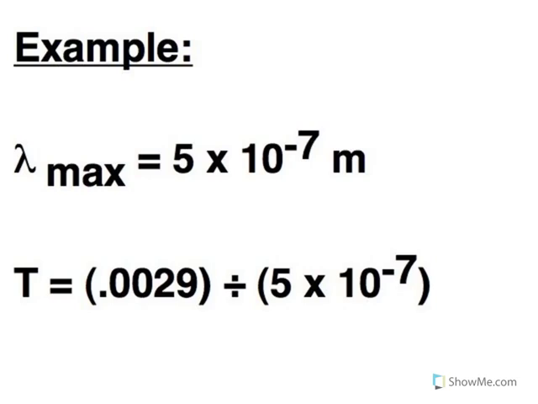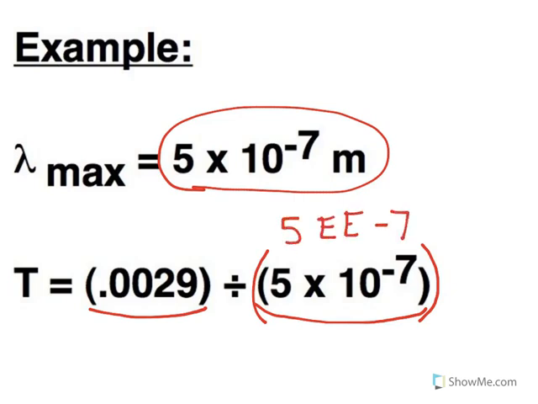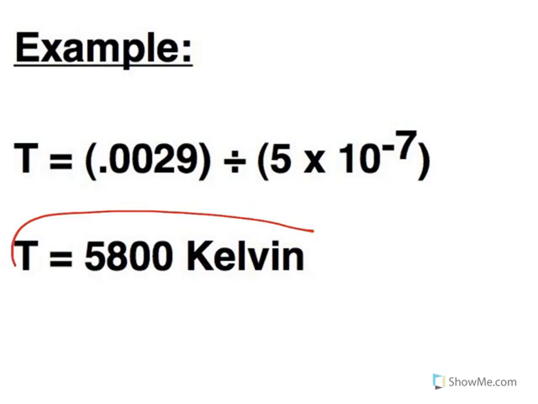So if we plug that into our equation, we're going to use that 5 times 10 to the negative 7th meters as our lambda max, and we just plug that into the equation. We always use the 0.0029. That constant doesn't change. And now we're going to divide it by 5 times 10 to the negative 7th. And notice we've got parentheses here. Now if you use the E button, this would be 5 EE negative 7. You would not have to use the parentheses. But if you actually plug it into your calculator as 5 times 10 caret negative 7, you need the parentheses so your calculator treats that all as one number. And the answer you should get is 5,800 Kelvin.